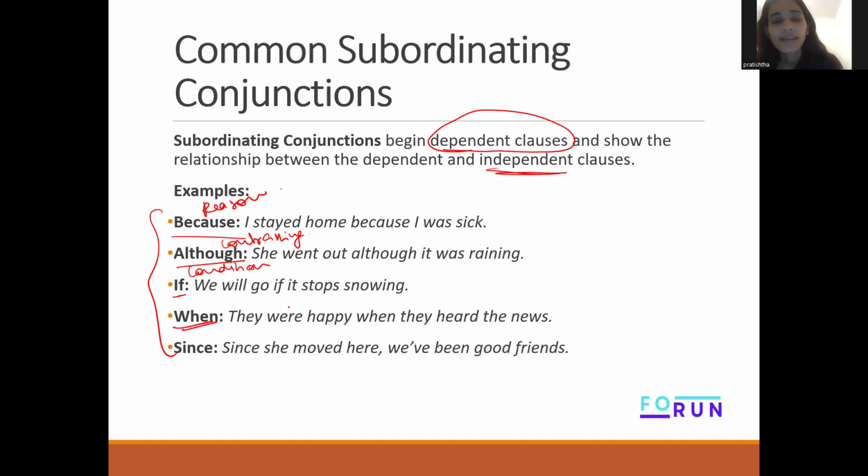When obviously talks about time. They were happy when they heard the news. And since also gives us a time frame. Since she moved here, we have been good friends, right? So ever since she moved here.